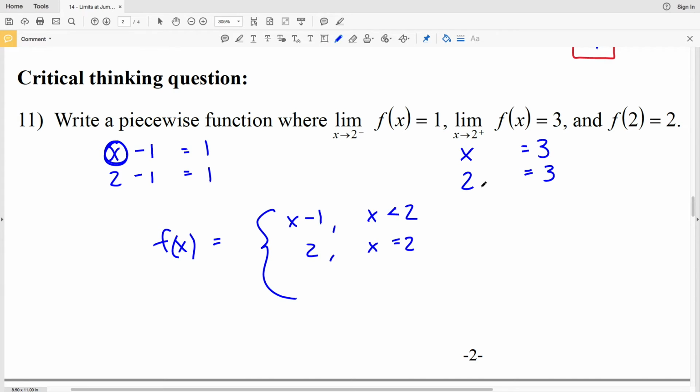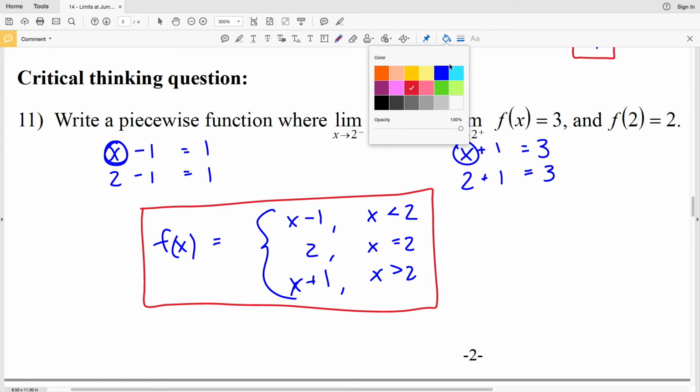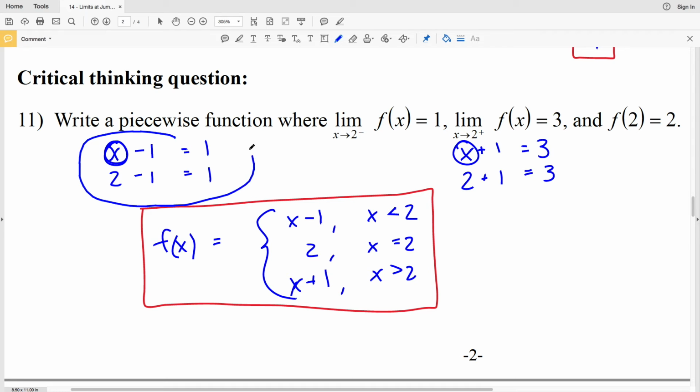So again, we'll perform some operation to get to 3. And we're going to use x as 2. So all we'll have to do is simply add 1. So now we'll have x plus 1 for values where x is greater than 2. And that is another solution for number 11. And we could have had many other operations or manipulations. For example, for this first part, in order to go from 2 to 1, we could have divided by 2. So we could have had x over 2 as the function for values where x is less than 2.